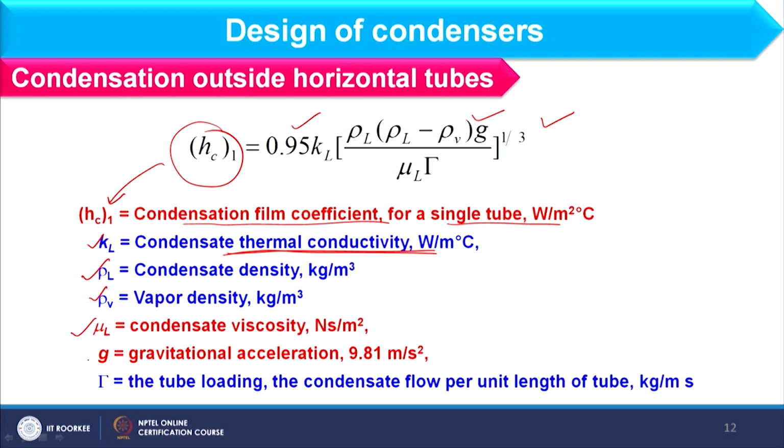μ_L is the condensate viscosity, g is the gravitational acceleration, and I also have capital gamma, which is basically the tube loading, the condensate flow per unit length of the tube. So, tube loading means how much vapor you are handling per unit length of the tube, right. This expression is only applicable for a single tube.